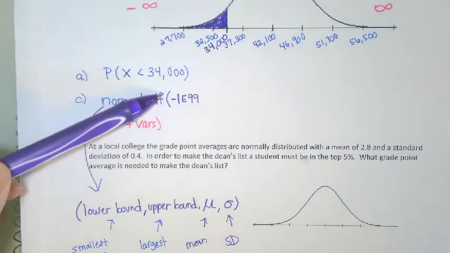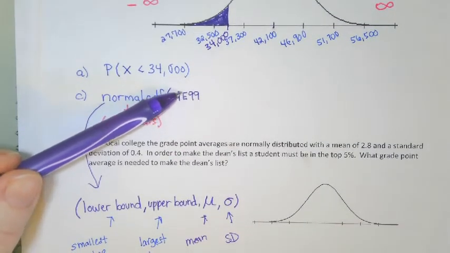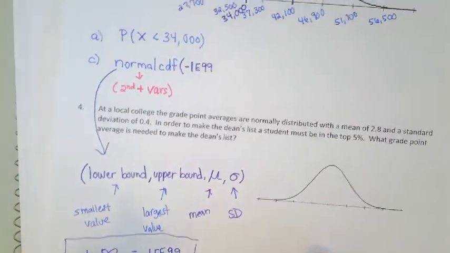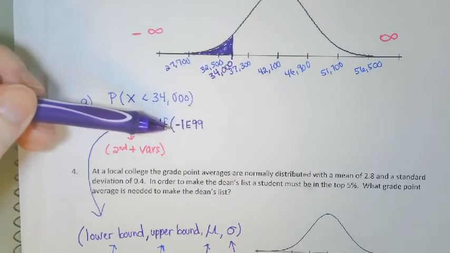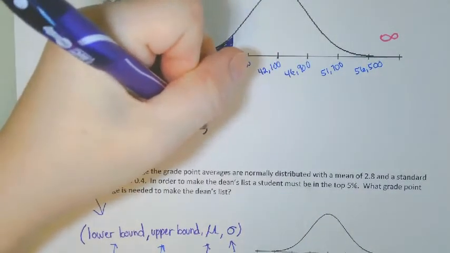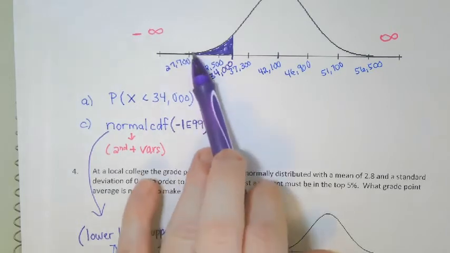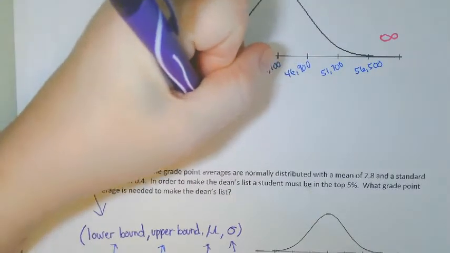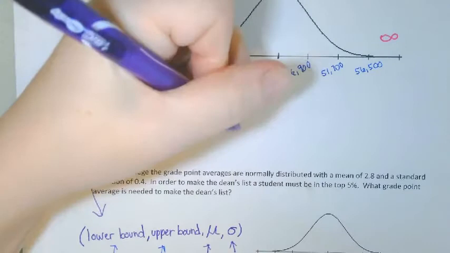But you want to be careful when you're doing that on the calculator that you're not looking for the key that has a single E but a double E. So this is my lower bound, negative infinity. And then I'm going to put a comma. Next value is the upper bound, so the largest value in the shaded area, which was 34,000. I'll put a comma.